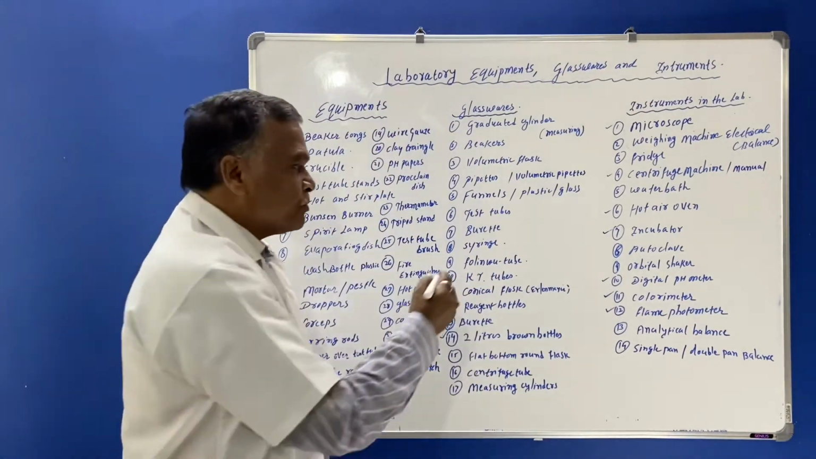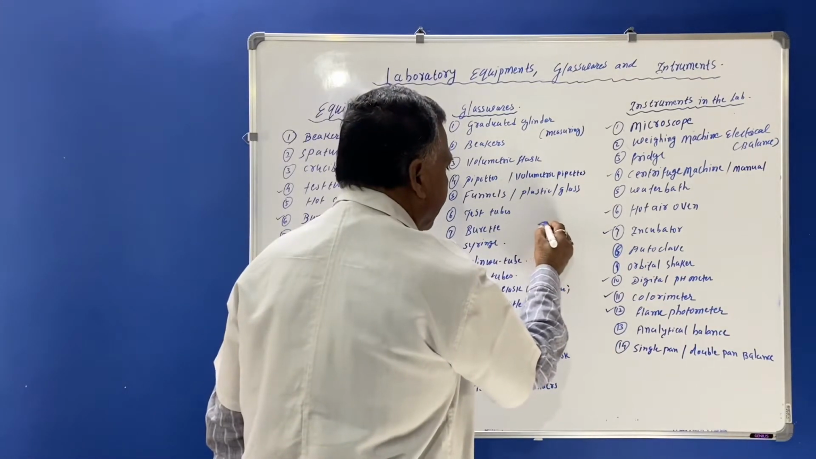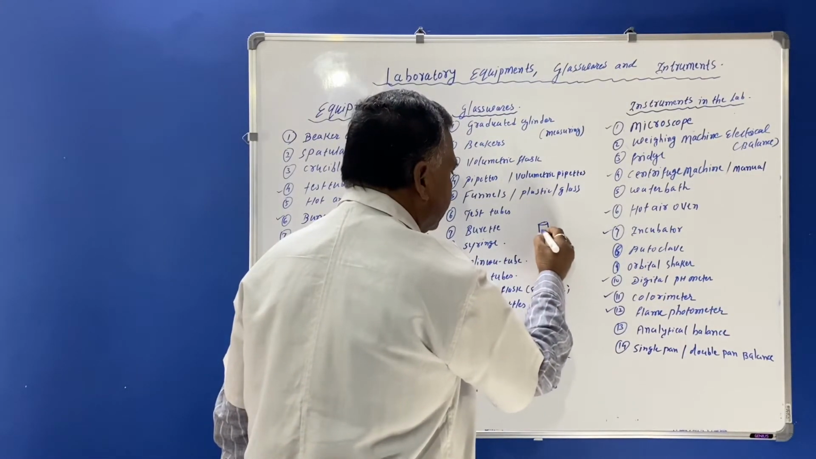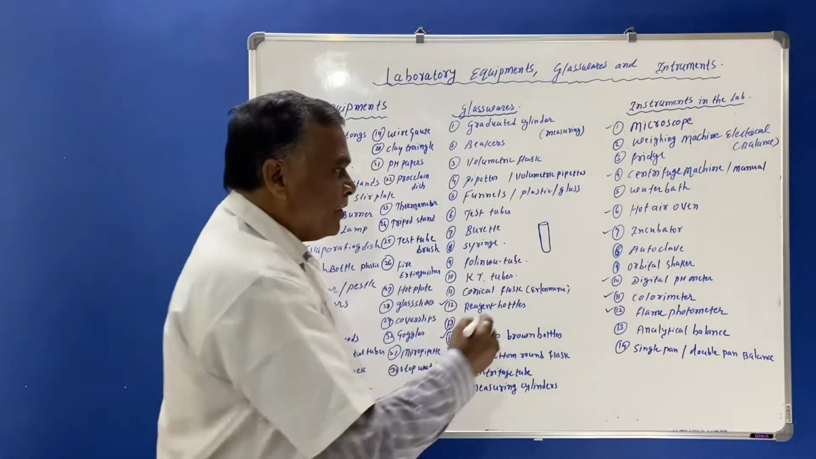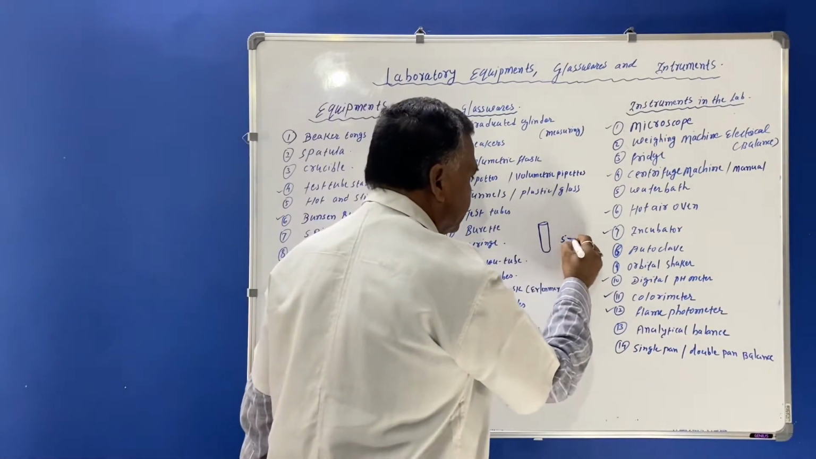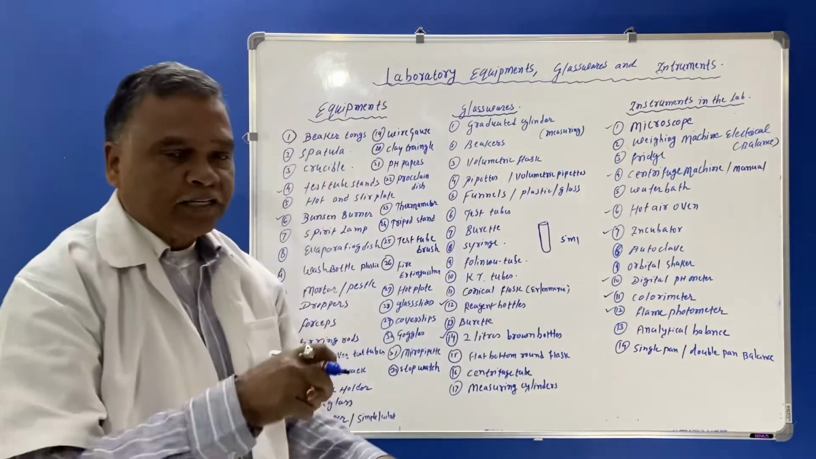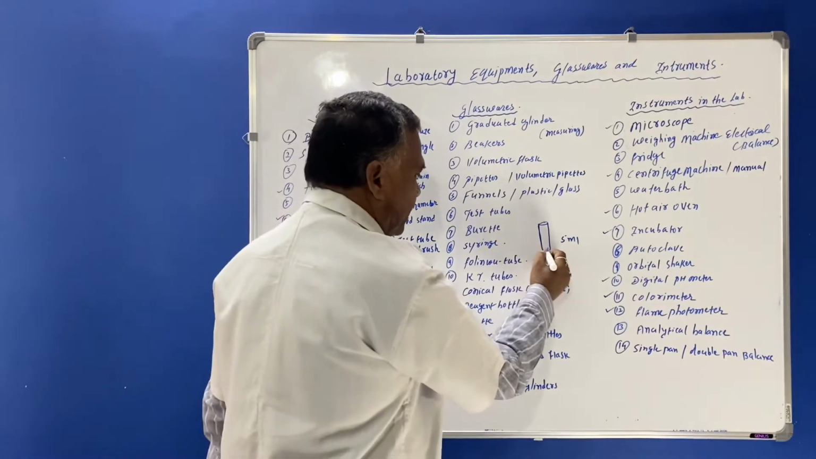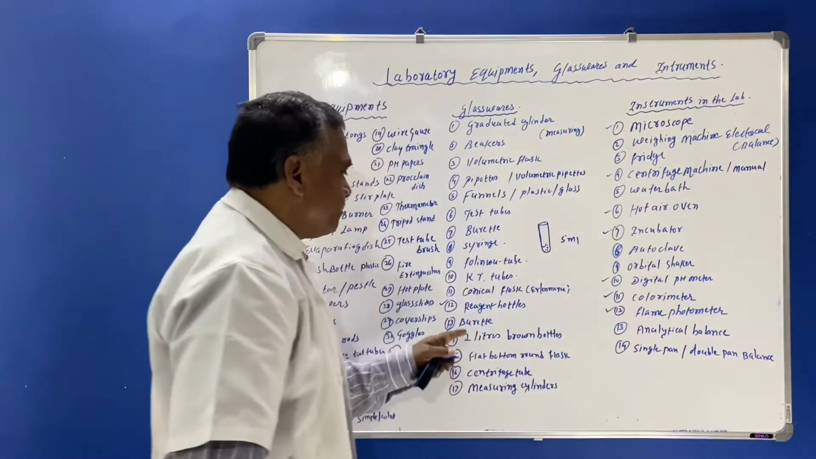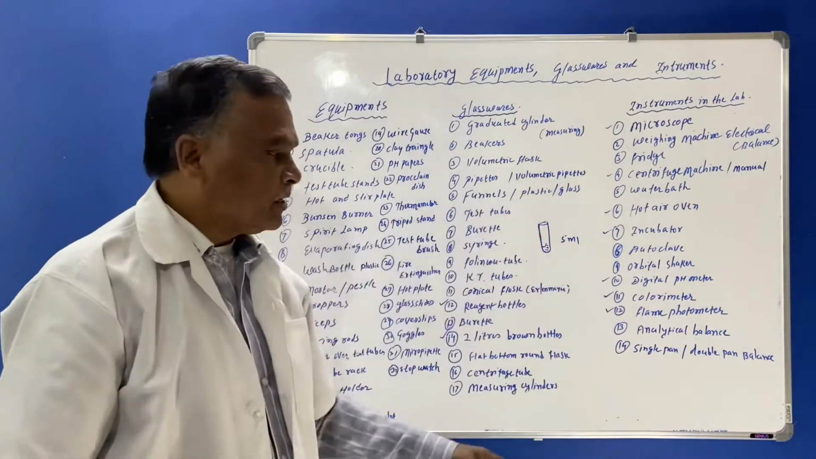KT tubes are very small ones, of just 5 ml, and in this blood is poured and it is centrifuged, and then the RBCs will settle down. Then the serum is used for the test.